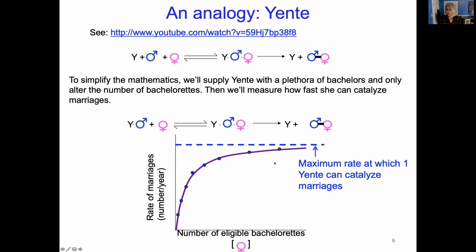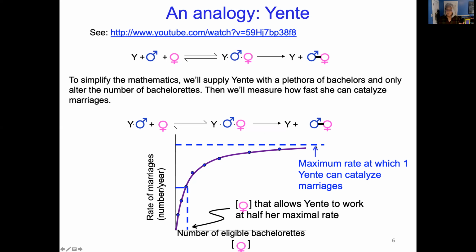Okay, and we could call this the maximal rate at which one Yenta catalyzes marriages. Now, actually measuring what is the number of bachelorettes that gives you this maximal rate, that's really hard to do because it's slowly approaching that maximal rate. But what we can do is take half that maximal rate and determine the number of bachelorettes that allows Yenta to work at half her maximal rate.